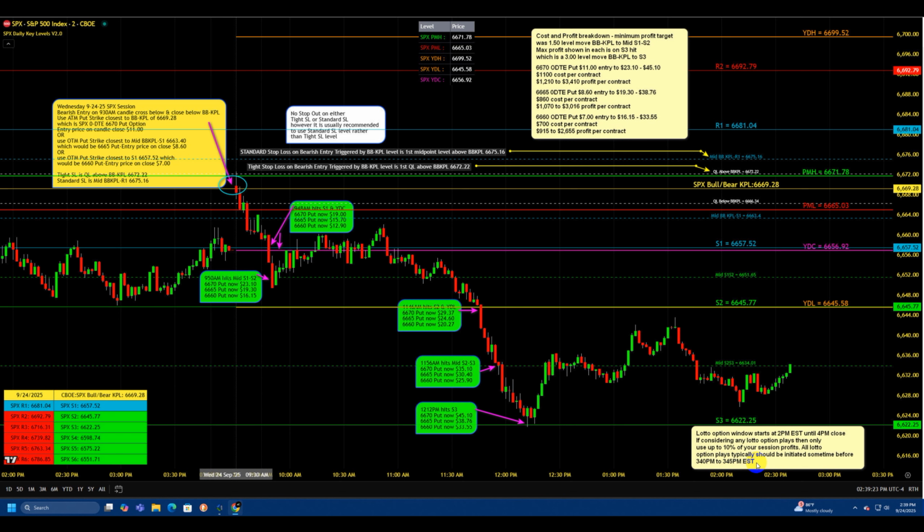Lotto option plays can return a lot of times anywhere from 3x up to 20x or more, depending on the price you paid and the type of move we have during the latter part to end of the session. They're called lotto option plays because there is a very good chance that the option will be worthless at the end of the day, for one reason because time is running out and the options expire at the 4 p.m. close.